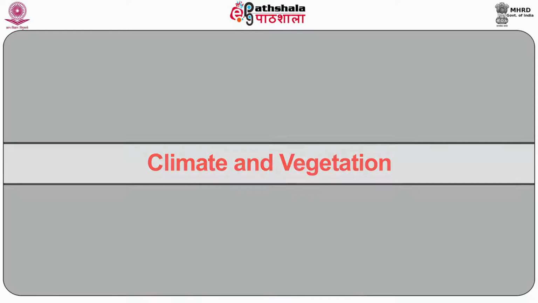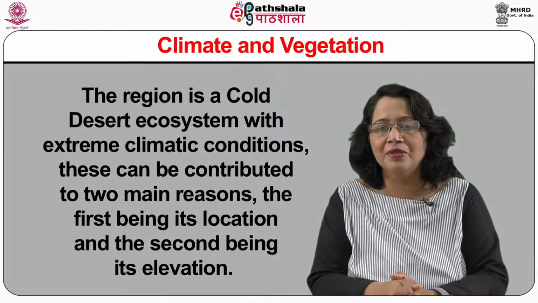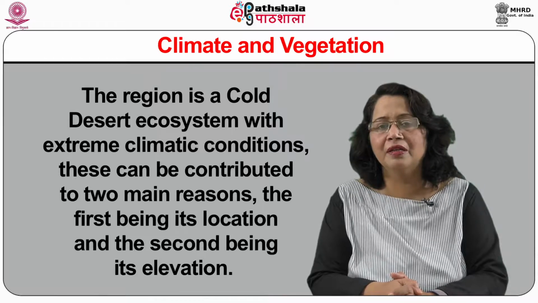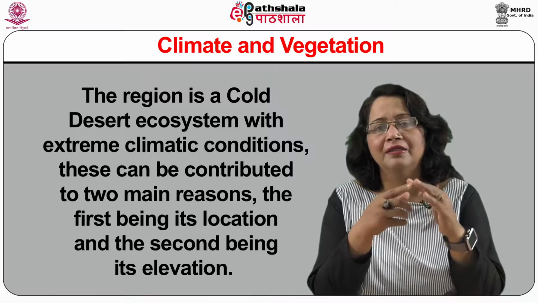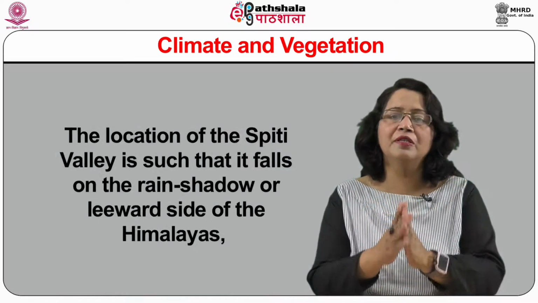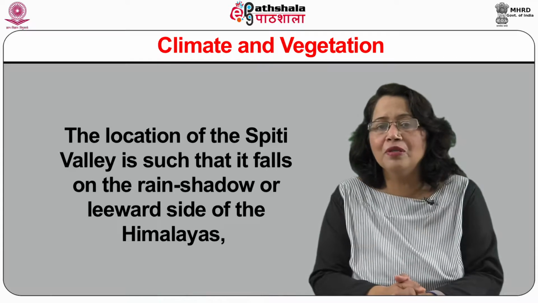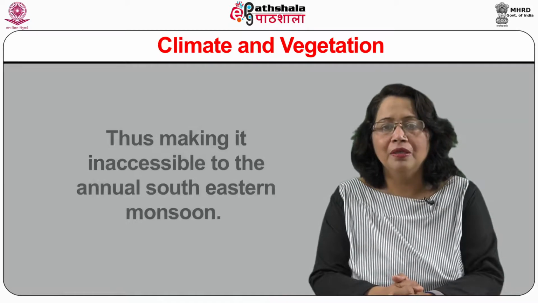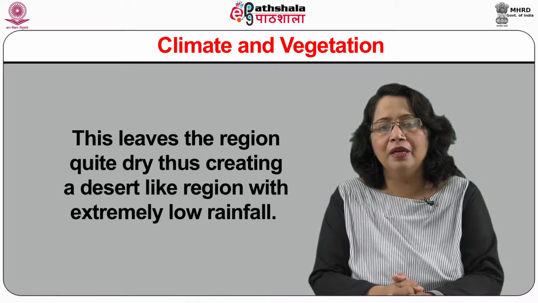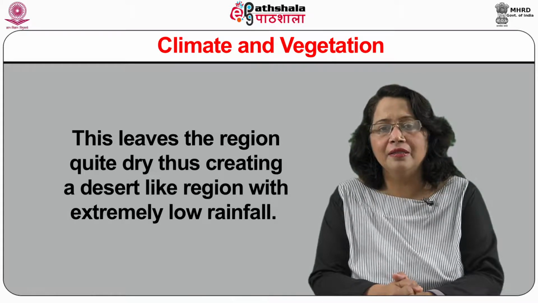Climate and vegetation. The region is a cold desert ecosystem with extreme climate conditions. These can be attributed to two main reasons. The first being its location, and the second one its elevation. The location of the Spiti Valley is such that it falls on the rain shadow or leeward side of the Himalayas, thus making it inaccessible to the annual southeastern monsoon. This leaves the region quite dry, thus creating a desert-like region with extremely low rainfall.